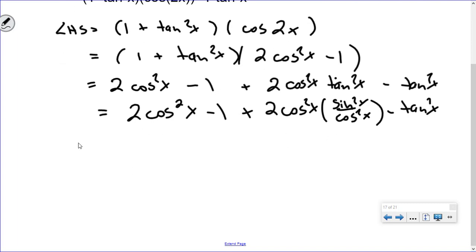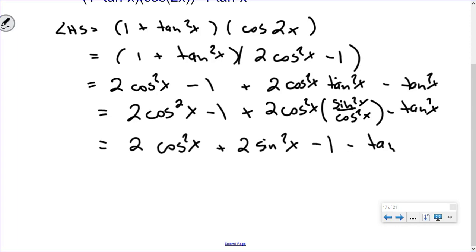Now I'm going to rearrange this for a second. I'm going to put this negative 1 after that. So we get 2 cos squared x plus 2 sine squared x minus 1 minus tan squared x. Okay, now what? 2 cosine squared x plus 2 sine squared x equals 2. Right, exactly. So if we take a look at just these first two terms and did some partial factoring, this thing is 2 times cos squared x plus sine squared x.